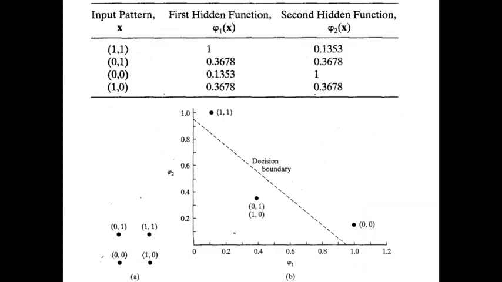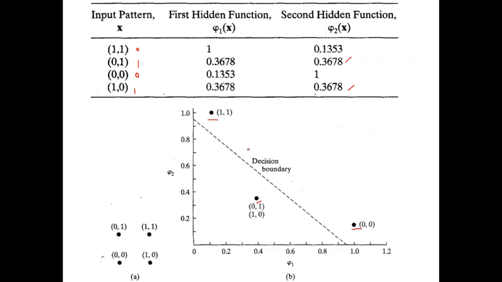So consider this. (0,1) and (1,0) values, 0.3678, are represented here. Both values are 0.3678. Next, the (1,1) value is 0.1353, represented here, and the (0,0) value is 1. Normally (0,1) and (1,0) give 1. Without the Gaussian function, you would get values like this.